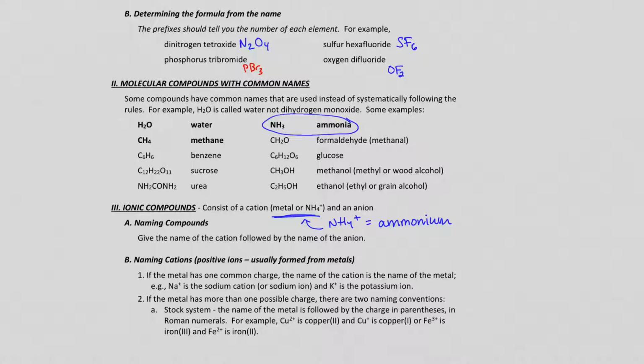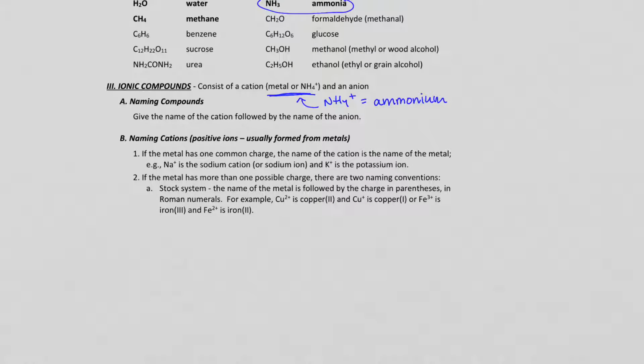However, there are some elements that have more than one possible charge, and we call those transition metals. Okay, so we wrote down what transition metals were back in the other notes video, so take a look back at that if you want. But for example, instead of sodium chloride, what if we had copper chloride?